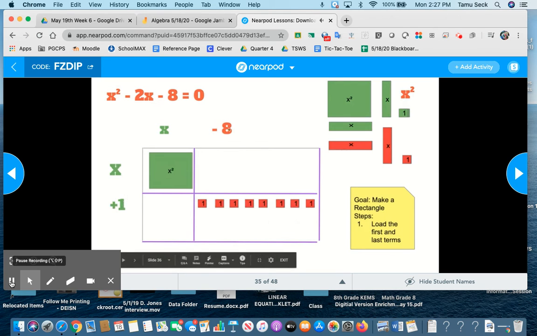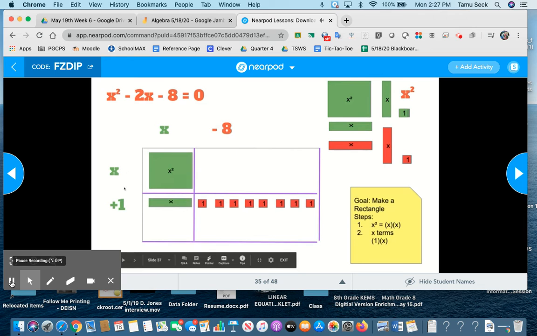All right, so choosing the last one, we get x squared, and we get negative 8 as the constant. Now in order to get x squared, we would have to multiply x times x. And in order to get negative 8, we would have to multiply 1 times negative 8. So that's how we got that.